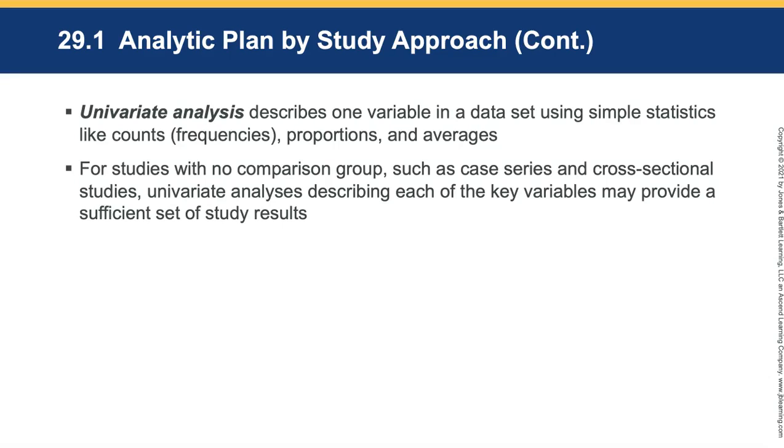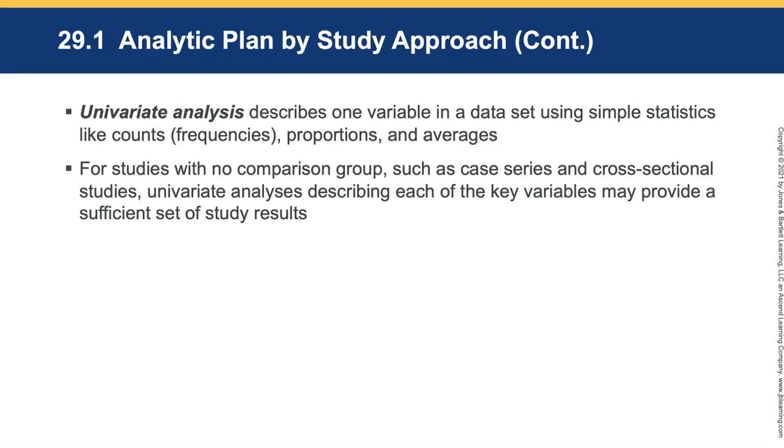Beginning with univariate analysis, we're just going to take apart the word univariate. So uni means one, right? Unicycle is a one-wheeled cycle. So univariate means one variable analysis. This type of analysis will be describing one variable in a data set using simple statistics like counts, how many people said this, how many people said that, proportions, so that would be percentages, and averages.